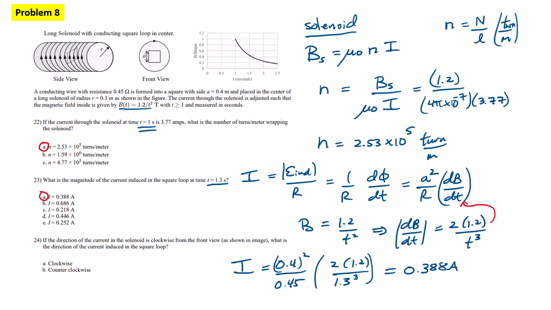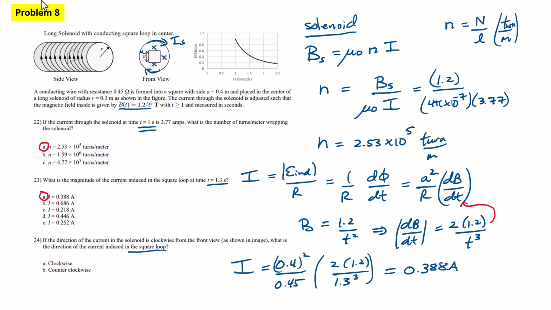All right, and that looks like it corresponds to choice A. The last question for this problem says, if the direction of the current in the solenoid is clockwise, so that is kind of shown up here, so that's the current in the solenoid viewed from the front, what is the direction of the current induced in the square loop? Okay, so let's think about what the field produced by this current in the solenoid looks like. The field produced by the solenoid, I'll do it over here in blue, should be a field going into the page everywhere inside.